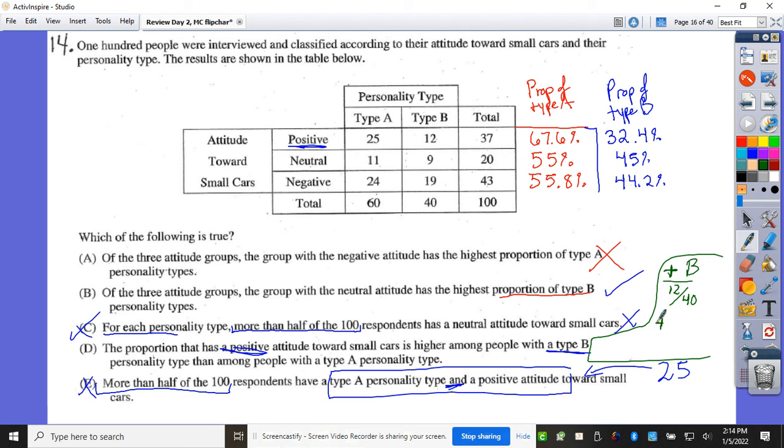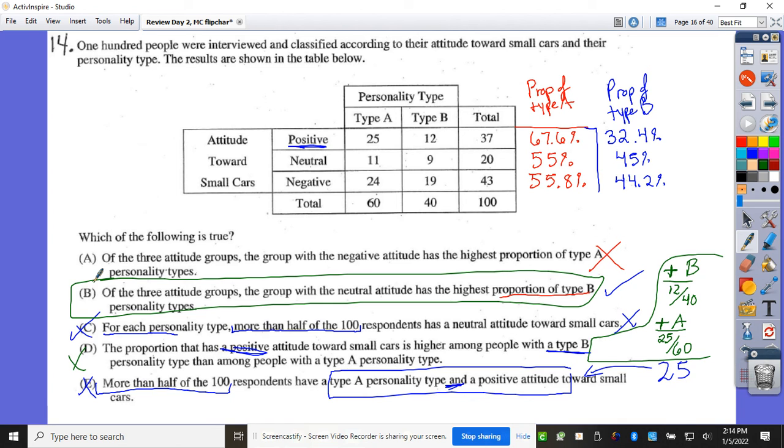And then my positive for type A would be, and I didn't write those numbers down. I don't remember what those are exactly. This one is closer to 50% than that one is, just looking at them. And so this one is not higher. Sorry, Andrew.